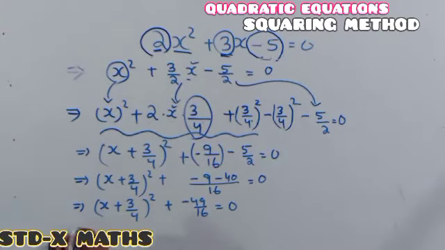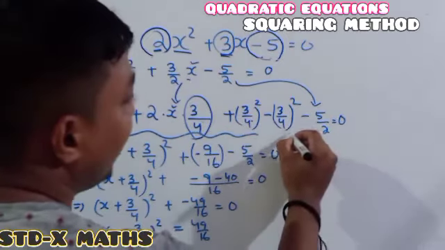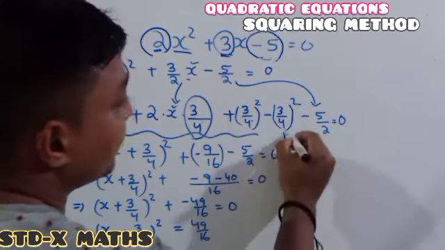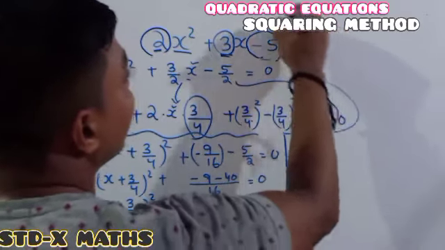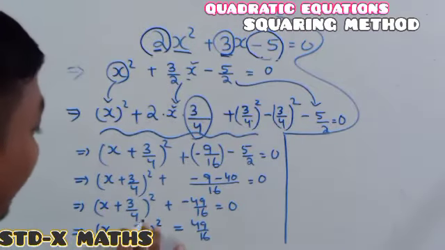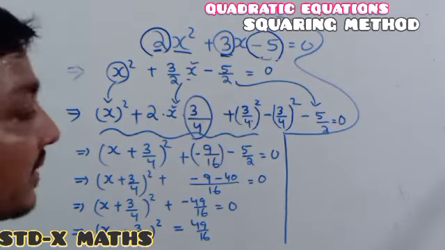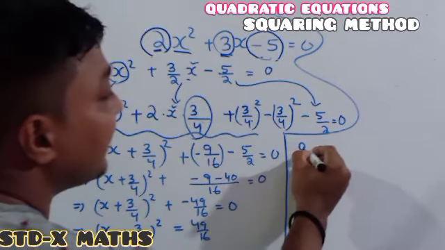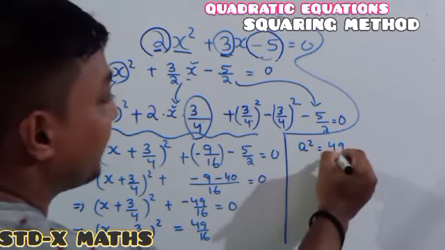Which implies in the next step it becomes (x + 3/4)² is equal to 49/16. Here it is minus 49/16, on the right side I am transposing, which gives us 49/16. See here, (x + 3/4)² is equal to this one. It is a situation just like this: a² equal to 49/16.